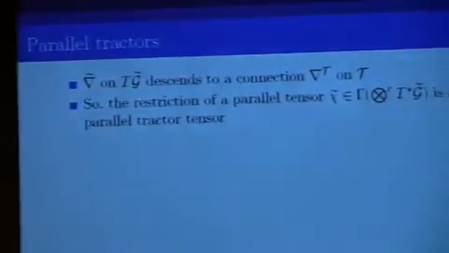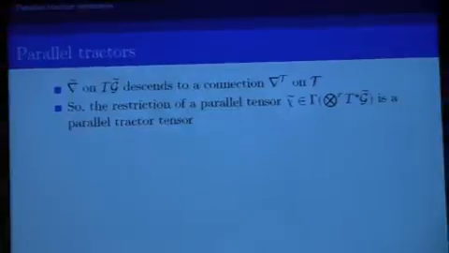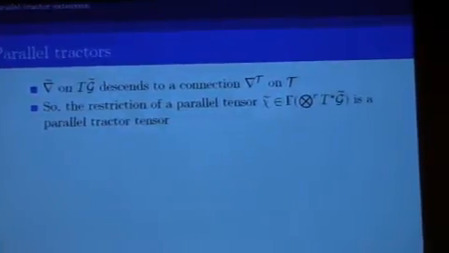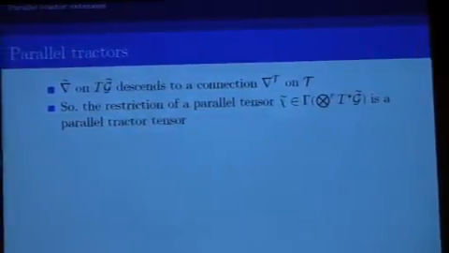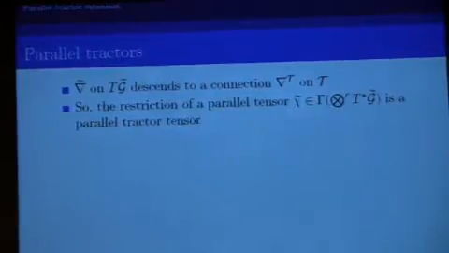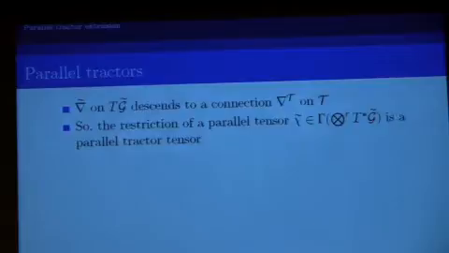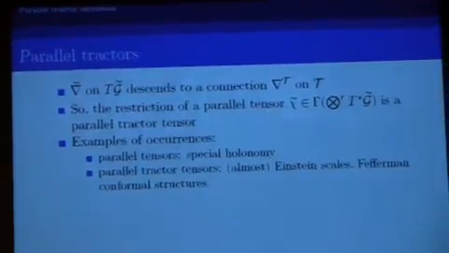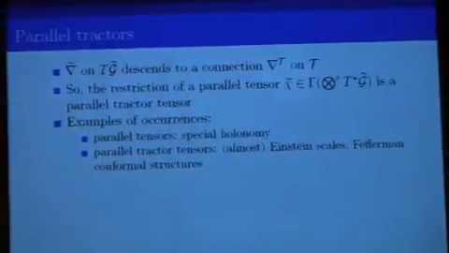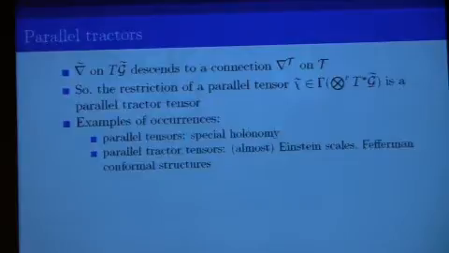A consequence of this is that if we have a parallel tensor on the ambient bundle, that is, a tensor whose covariant derivative is equal to 0, the descent of that applied to the restriction is also going to be 0. In other words, if we restrict a parallel ambient tensor, we're going to get a parallel tractor tensor. Both of these objects are of interest. They occur naturally in various settings.